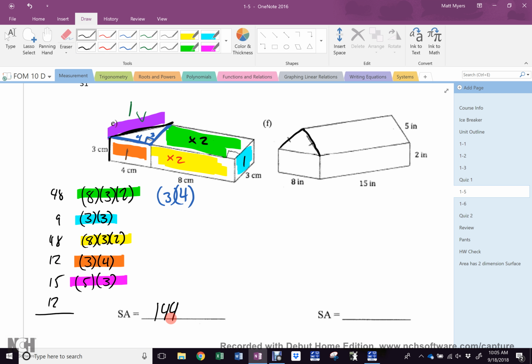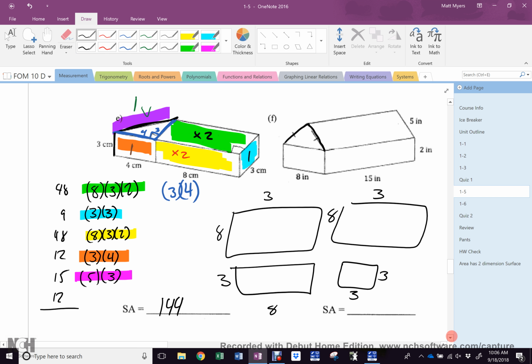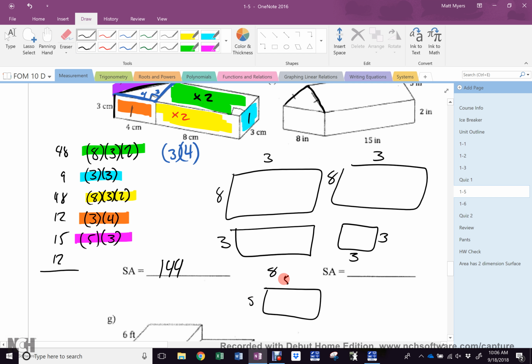Is the math complicated? No. The math is not complicated, is it? It just looks scary. Yes. But if I drew it this way, 8 by 3, then I drew it again, 8 by 3, then I drew this, 8 by 3, then I drew this, 3 by 3, and then I drew 5 by 3, 3 by 4, and 2 triangles of 4 and 3, and another one, 4 and 3.